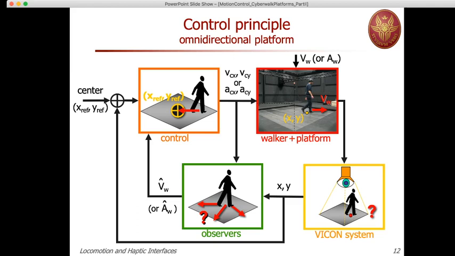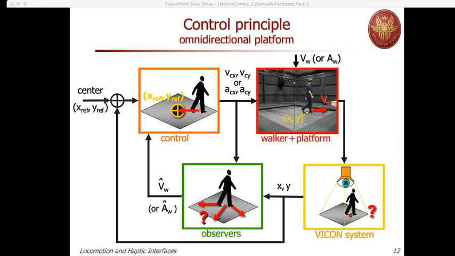So we send commands, which are either of the velocity type along the X, so along, let's say, the chain direction, or along the Y, the direction of the treadmills. For doing this, we collect the actual position, XY, of the user. We compare this with some reference. So the position XY is being compared with some reference position. This reference position may be the center of the platform, but also a different point, as we will see in a few moments.